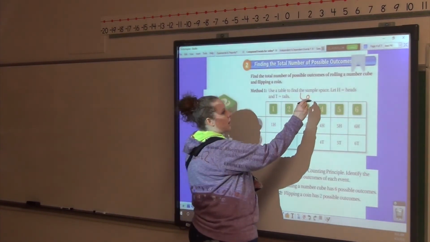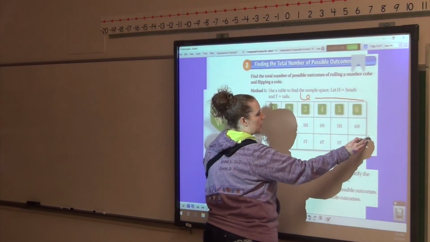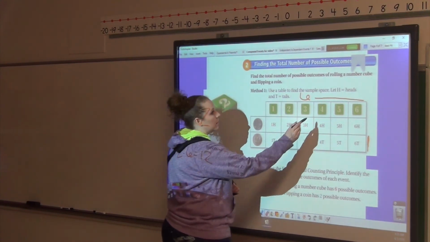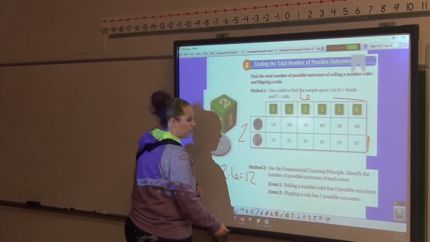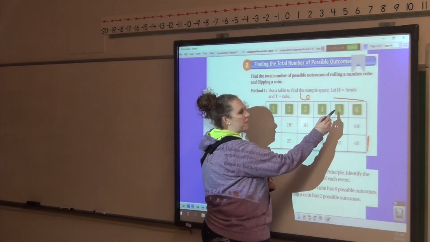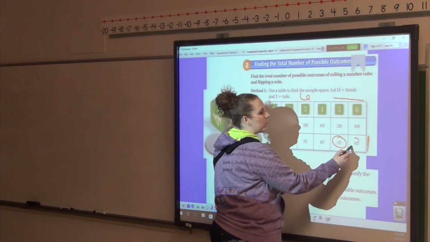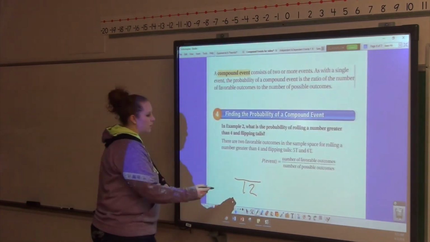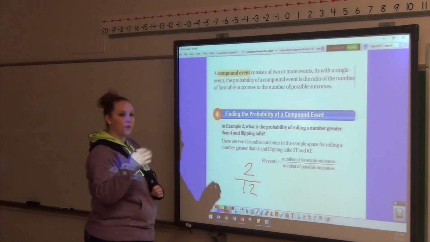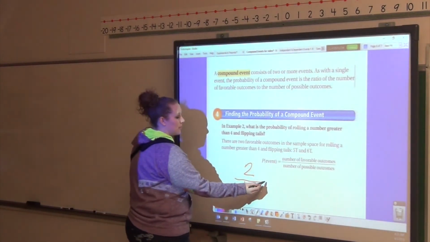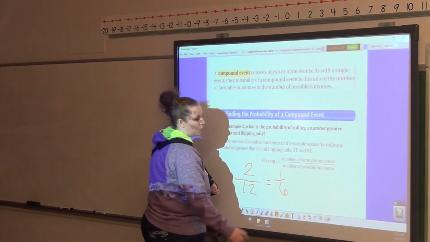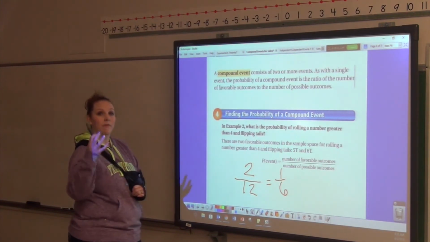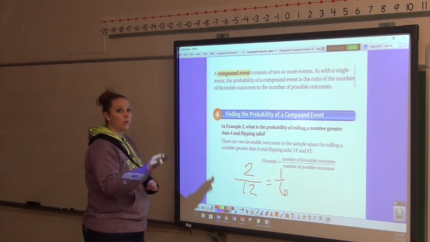So greater than 4, we're talking up here, and flipping tails, we're talking right here. Greater than 4, we are talking here, because it has to be larger than 4, cannot be 4. So we got 5 and 6, and then tails here. We've only got 2 options, 5 and tails and 6 and tails. So 2 are the favorable outcomes, and there are 12 possible. And if we simplify that down, it's going to be 1 in 6. It's the probability of flipping 5 and tails and 6 and tails with the die and the coin.